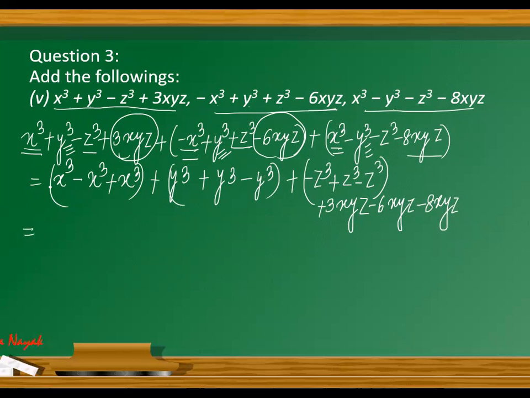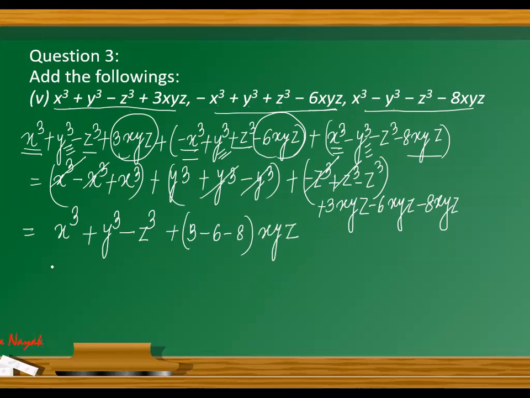So here x cube minus x cube gives us 0. So 1x cube. Here y cube minus y cube gives us 0. So 1y cube. Here plus z cube minus z cube gives 0. So minus z cube. Here you will simplify. So it will be 3 minus 6 minus 8 xyz. So answer is x cube plus y cube minus z cube minus 11 xyz.